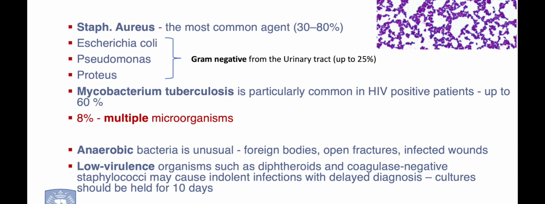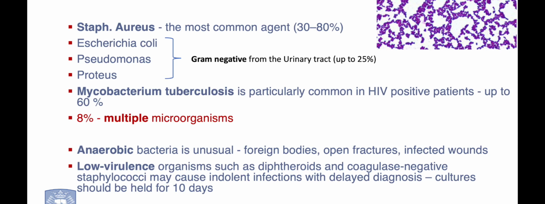Now, Staphylococcus aureus is the most common agent. Depending on the study, something between 30 and 80% of all infections are caused by Staphylococcus aureus. This is important to know if you are not clear about the cause of infection, because it may influence your initial treatment.